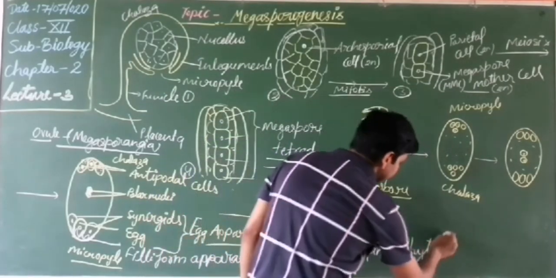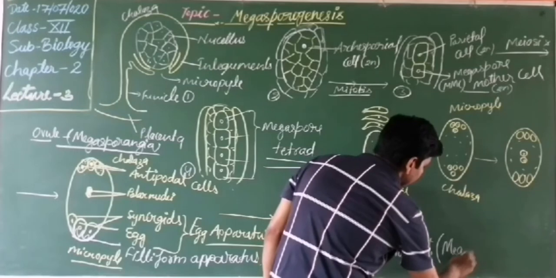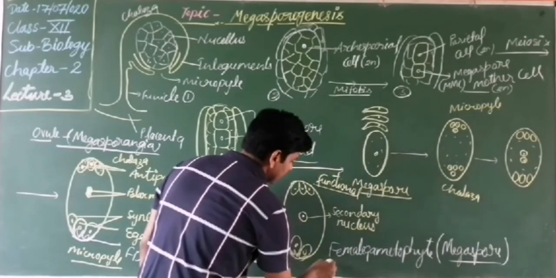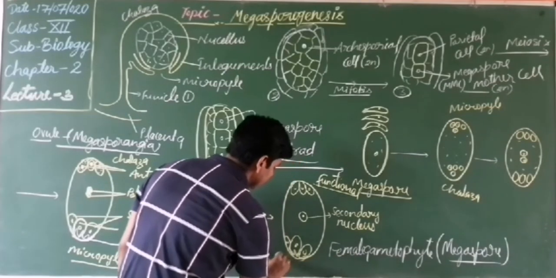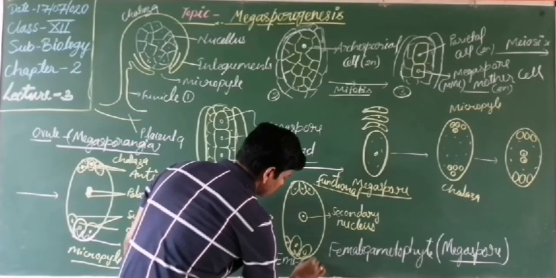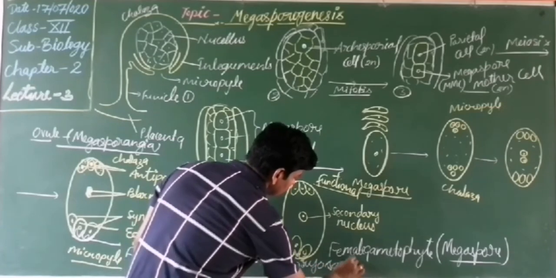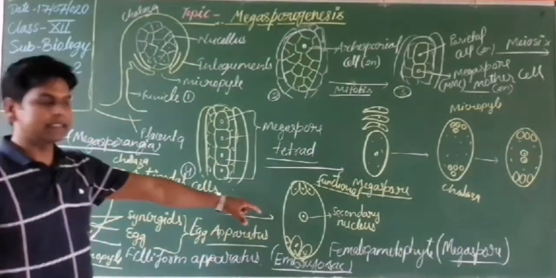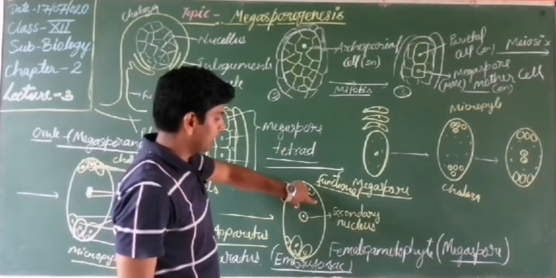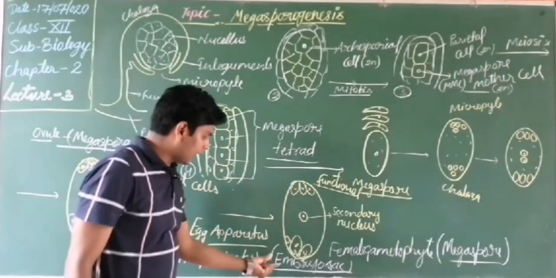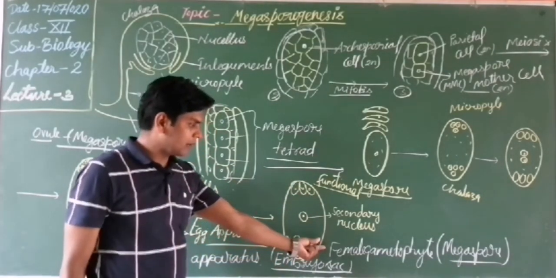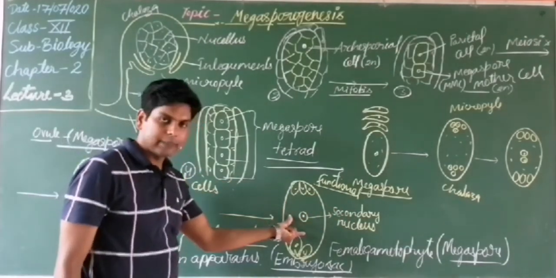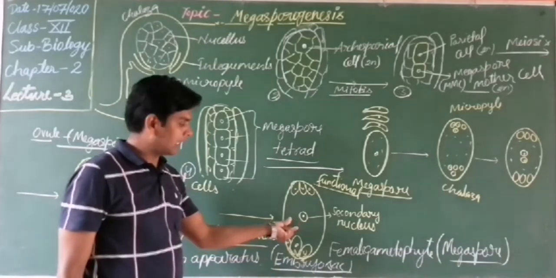and it is also known as what? Megaspore, and also it is known as embryo sac. Embryo sac. Got it? So students, these 3 names of this structure are here. So by embryo sac, by female gametophyte, by megaspore, by any name of this structure, a question can be asked.